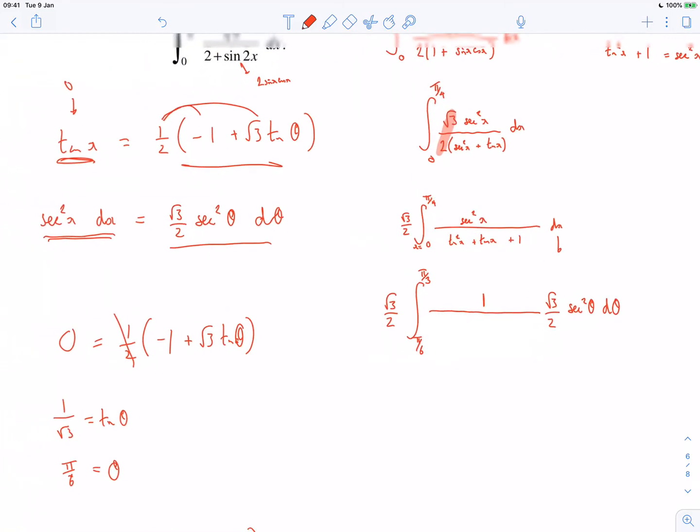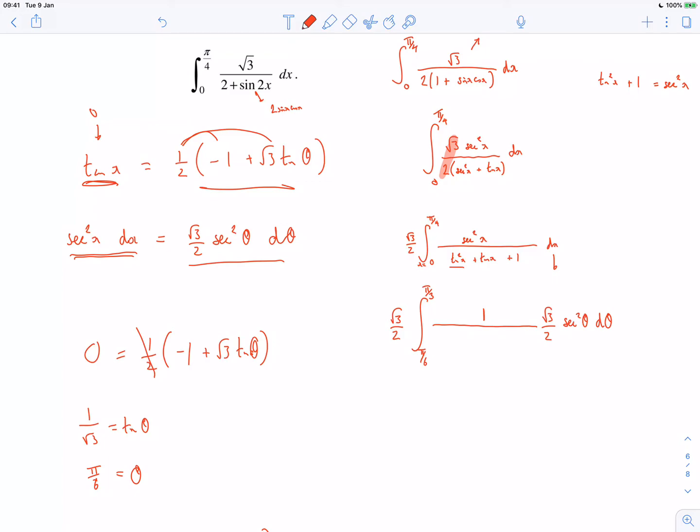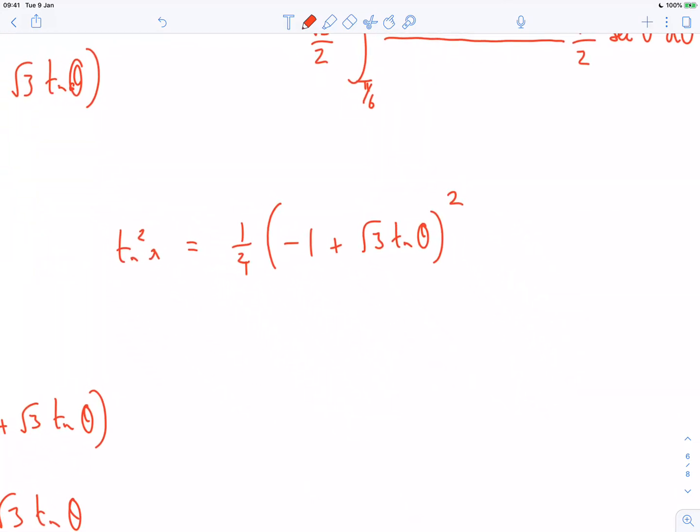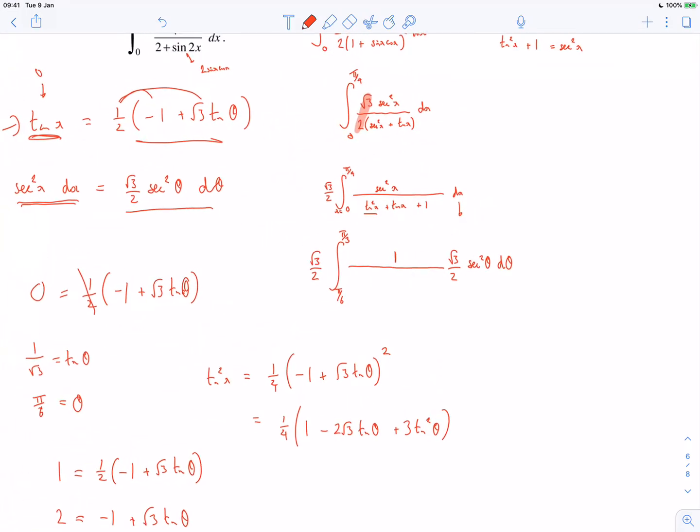Okay. Now, tan squared is on the bottom, but I've got tan up here. So it looks like I'm going to have to square this thing. So tan squared of x is actually 1/4 of minus 1 plus root 3 tan theta, squared. Well, what's that going to be? It's going to be 1/4 of, this thing squared is minus 1 times minus 1, which is going to be positive 1, and you're going to have minus 2 root 3 tan theta, and then you're going to have a plus 3 tan squared theta, like so. Okay.